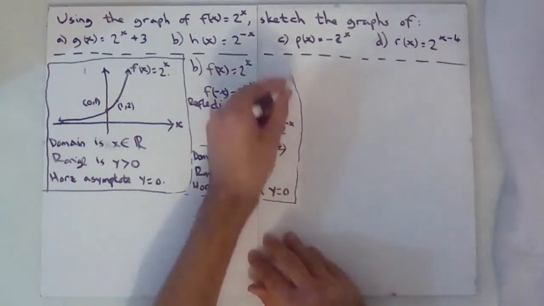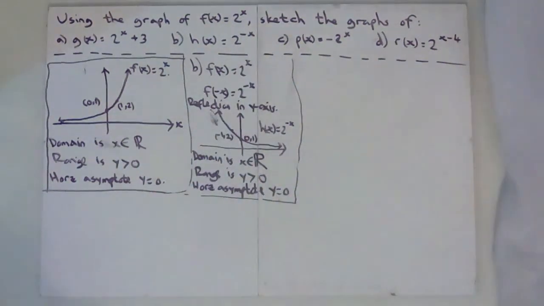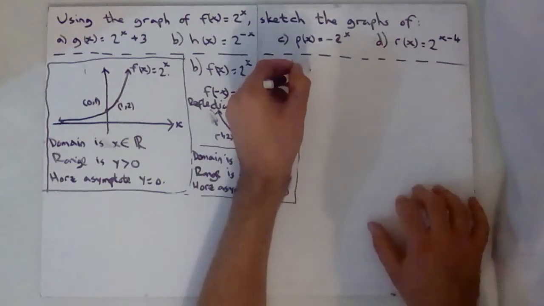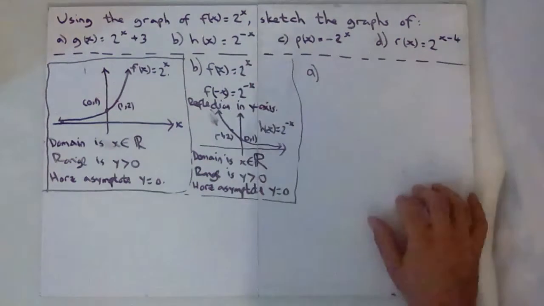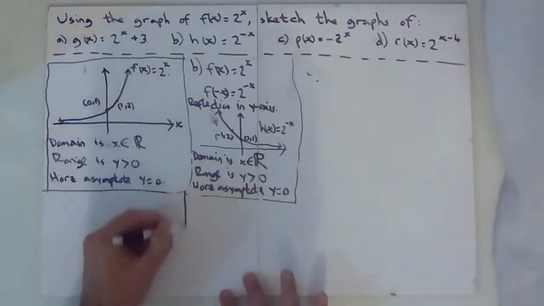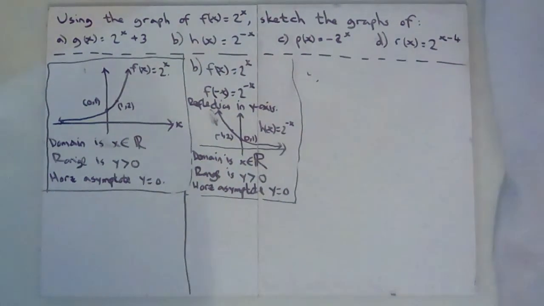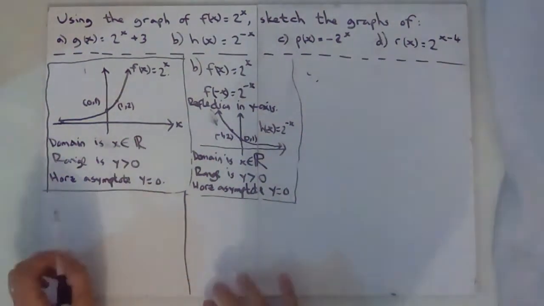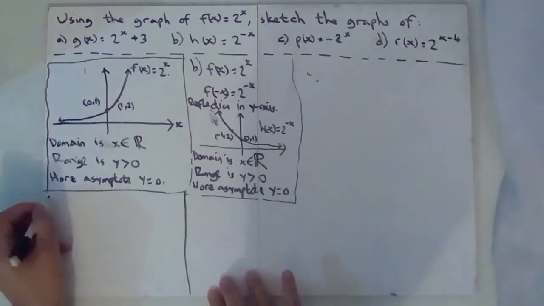So if we move on to part C, we now have minus 2 to the power x. Just realized I completely skipped A. Can I tell you what? I'll try and get A in here. Not my finest video.